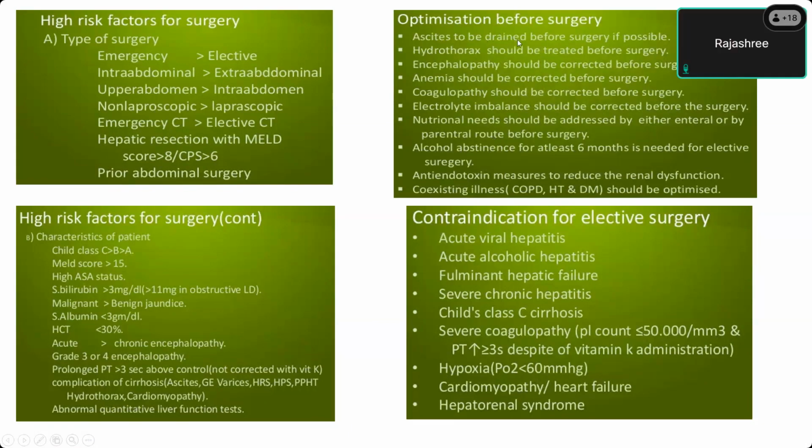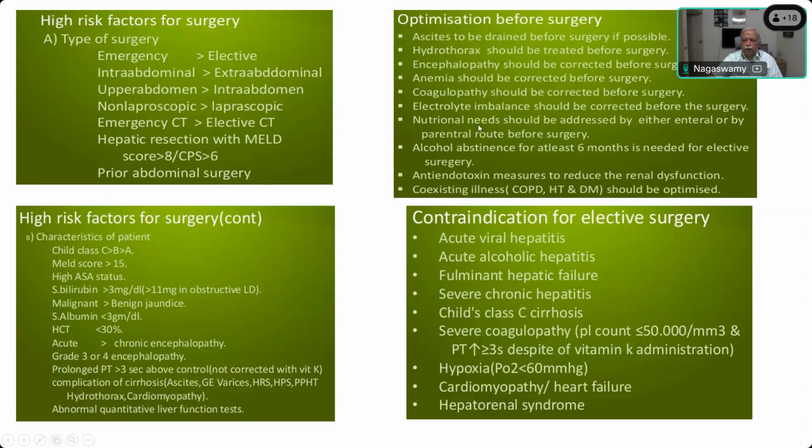And how to optimize the patient before surgery: you have to drain the ascites if it is too large and restricting the diaphragmatic movement and causing basal atelectasis. Hydrothorax also should be treated. Encephalopathy should be corrected as much as possible. Anemia should be corrected, and coagulopathy should be corrected before surgery. Electrolyte imbalance also should be corrected.